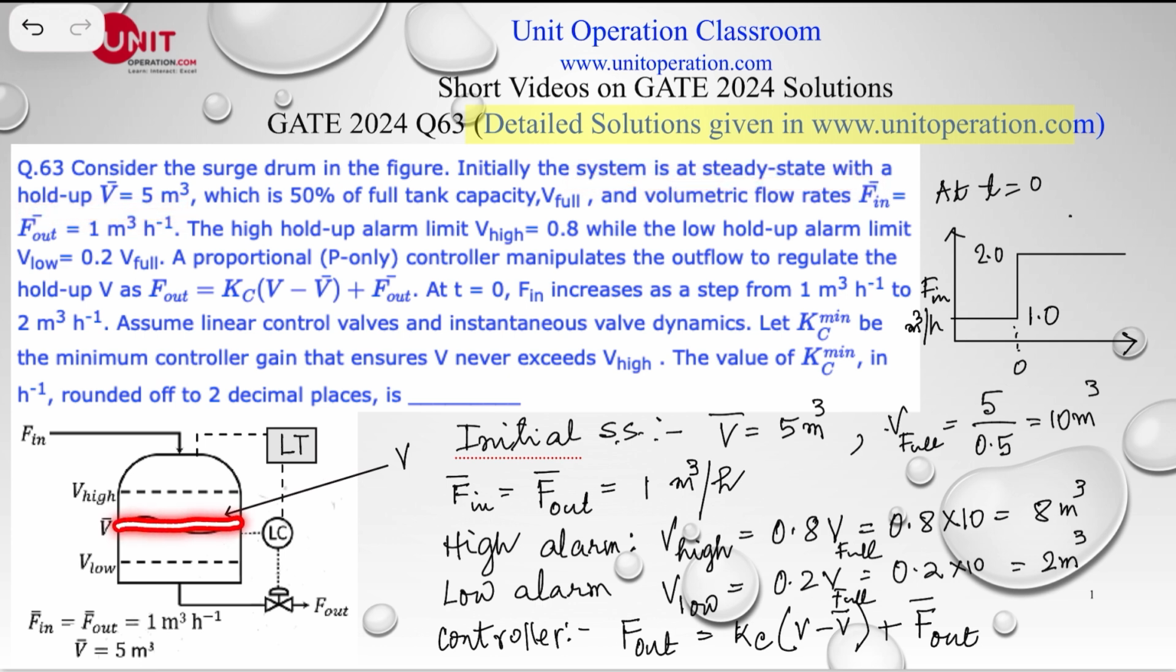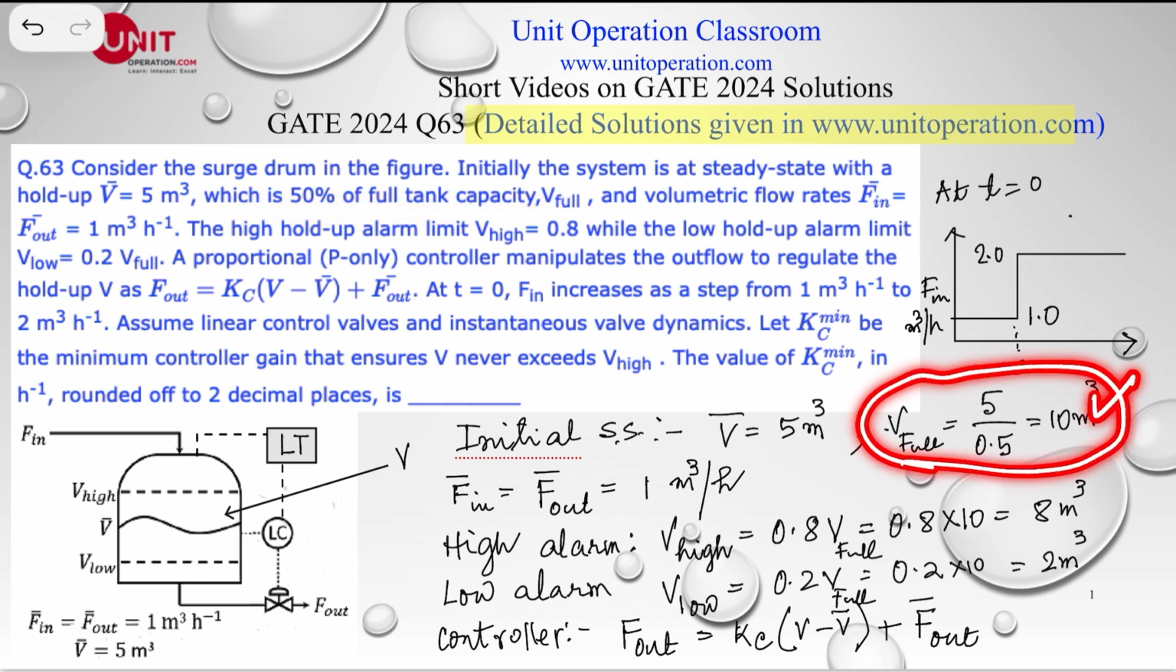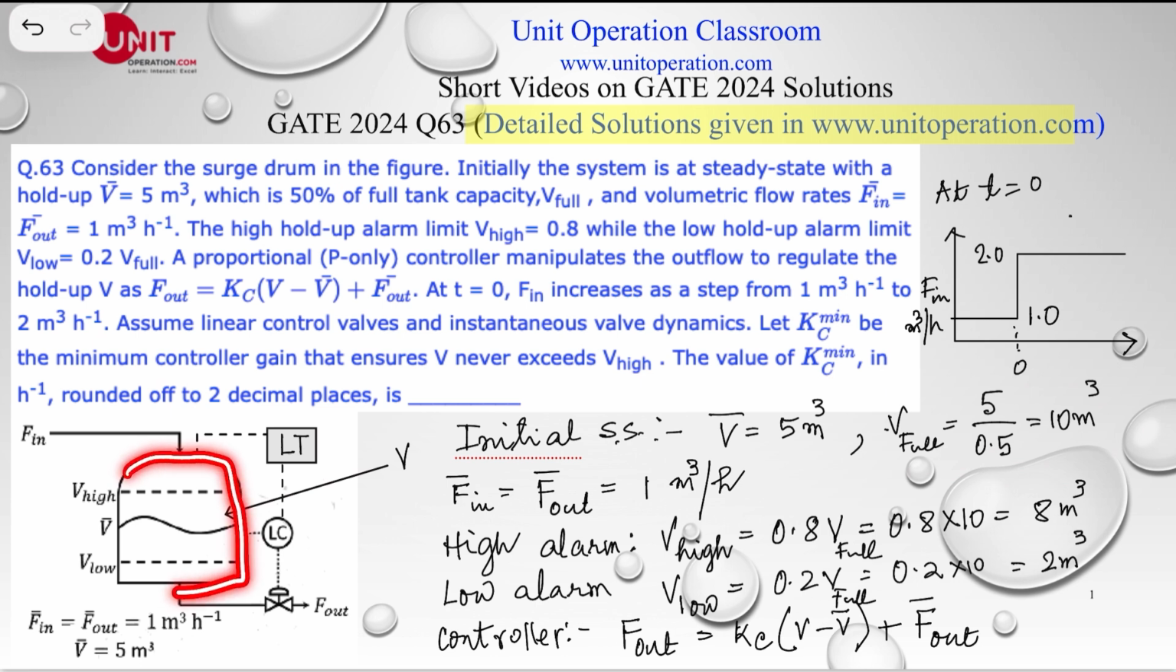So this is operating at steady state. What's the flow coming in and the flow going out? The hold-up volume here is 5 meter cube at steady state, which is 50% of the full tank capacity. So the full tank capacity, of course, is 10 meter cube.